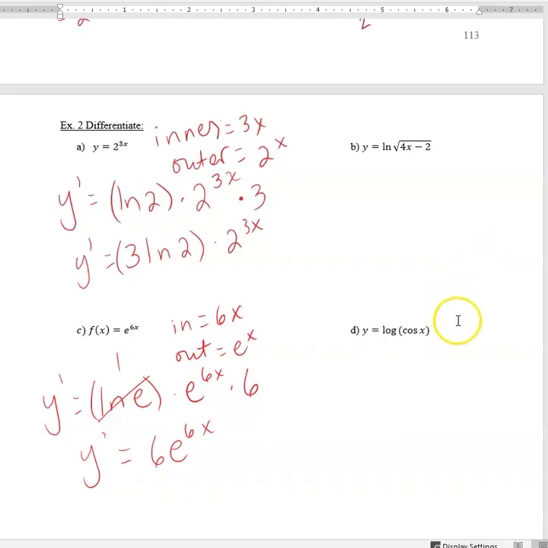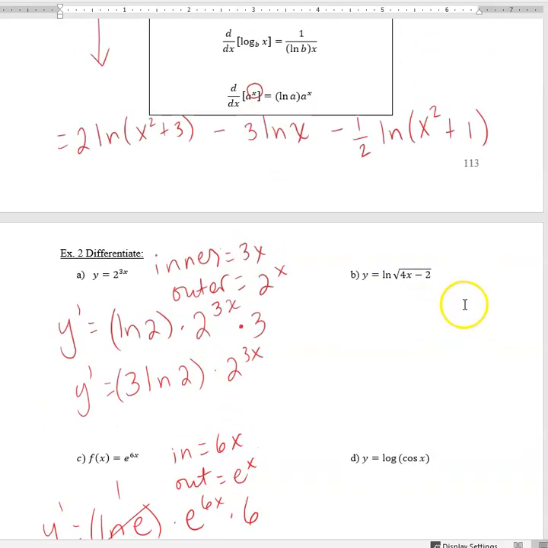Now let's get over to letter B. We're looking at a log function. Notice there is a radical. Always fully expand. If you have a log, see if there's anything that can be expanded using those properties earlier, let's do that. So I'm going to write this as the natural log of 4x minus 2 to the 1/2 power. And then I'm going to bring that 1/2 to the front. So this is 1/2 natural log of 4x minus 2. No calculus yet, no derivative yet. This is all algebra. Now this is fully expanded.